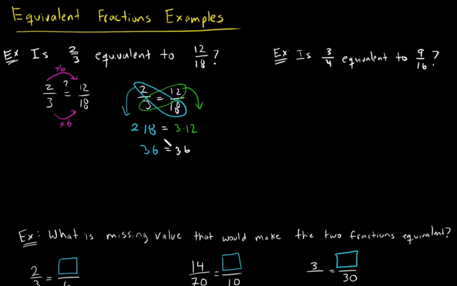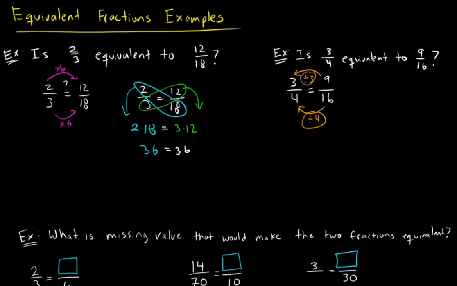Next one says, is 3/4 equivalent to 9/16? Once again, we can either find a number that we can multiply both the numerator and the denominator by, or you can also divide. Remember, you can divide. Dividing is a possibility. But if we look at 9 becomes a 3 if we divide by 3. And then 16 becomes a 4 if we divide by 4. So in this case, we can tell that they are not equivalent, because on the top we divided by 3 and the bottom we divided by 4. The only way they would be equivalent is if we divide by the same number.